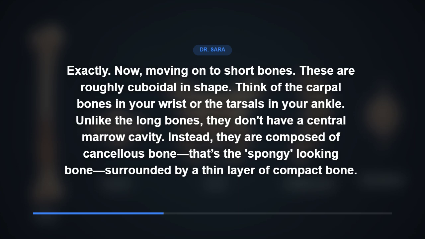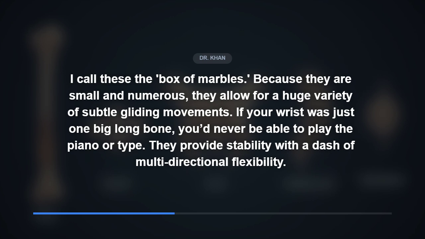Exactly. Now, moving on to short bones. These are roughly cuboidal in shape. Think of the carpal bones in your wrist or the tarsals in your ankle. Unlike the long bones, they don't have a central marrow cavity. Instead, they are composed of cancellous bone. That's the spongy-looking bone, surrounded by a thin layer of compact bone.